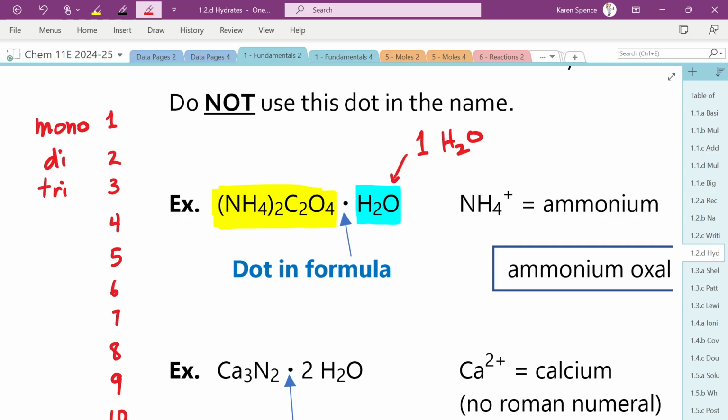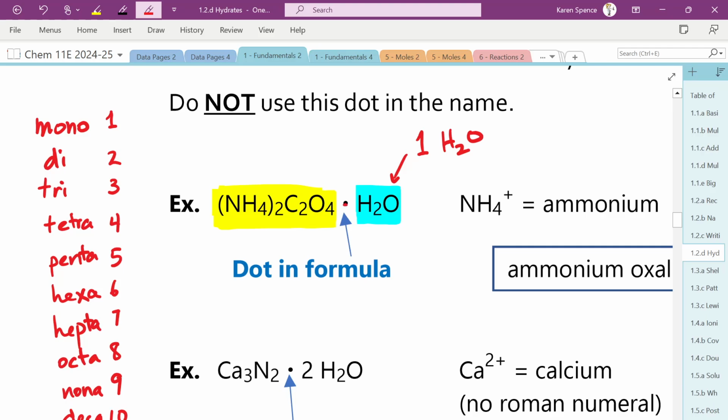Mono, di, tri. What comes next? Tetra. And then penta, hexa, hepta, octa, nona, deca. Is that good? Okay.